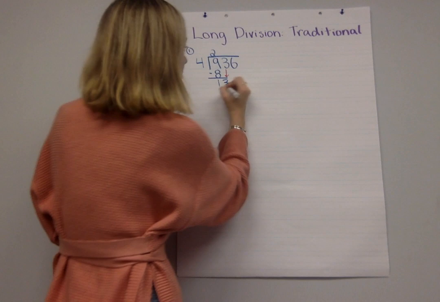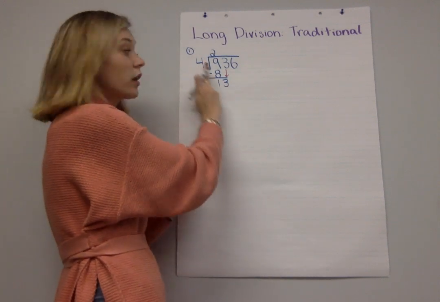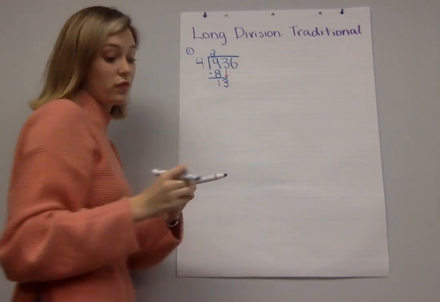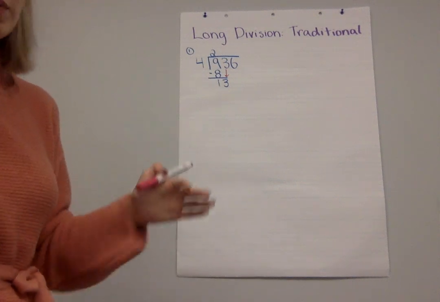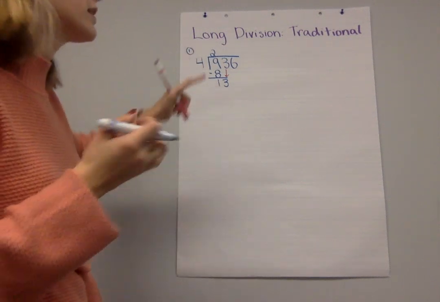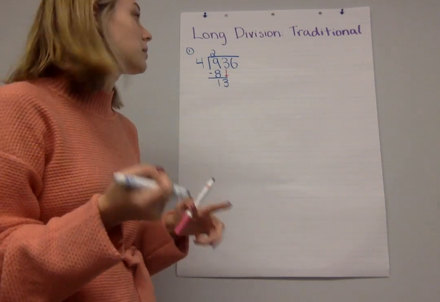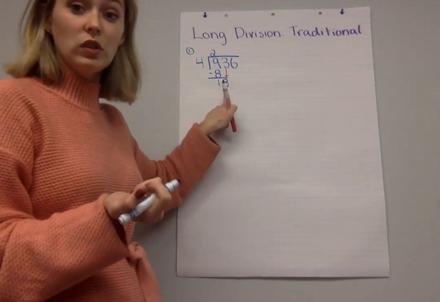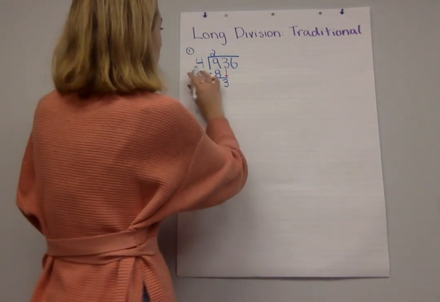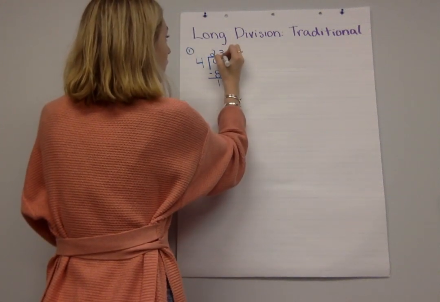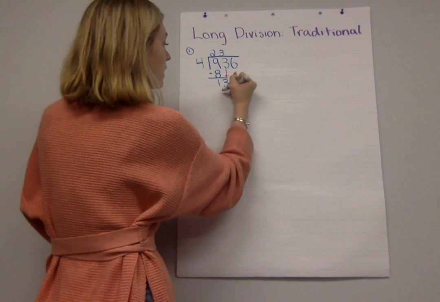So now I can ask myself, how many times does 4 go into 13? Which in fact we can do, not evenly, but we can do it. 4 times 1 is 4, 4 times 2 is 8, 4 times 3 is 12. 12 is close to 13, let's do that. 4 times 3 is 12.